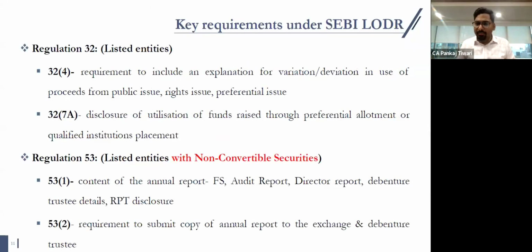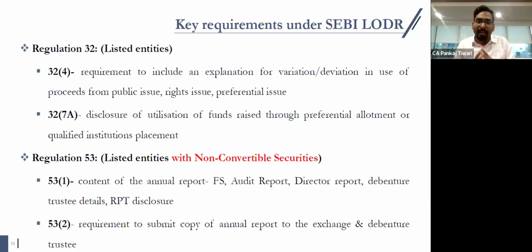Then you have another regulation. There could be two sets of listed companies. One set of listed companies have just listed their equity. There could be another set of listed companies which have listed their debt as well on the stock exchange. So regulation 53 talks about the disclosures, or the content of the annual report, which is required as per regulation 53 of the SEBI LODR.